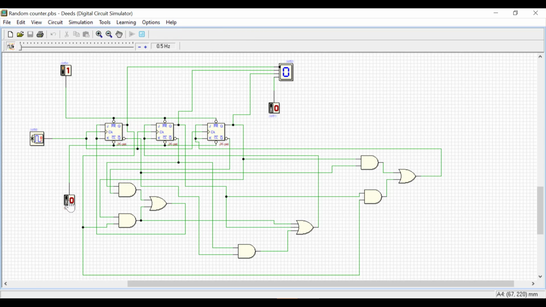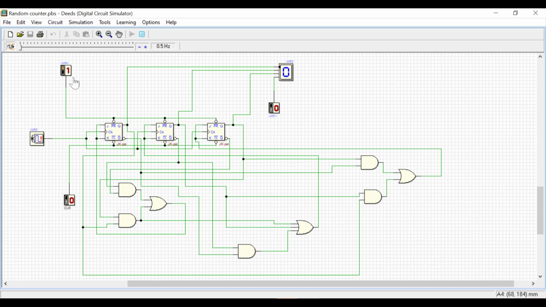So my counter is clear to 0. Now I'm going to make my clear equals to 1. The moment I make clear equals to 1, it's going to count 0, 3, 5, 6 and 0. Now you can see 0, then 3, then 5, then 6, then 0.